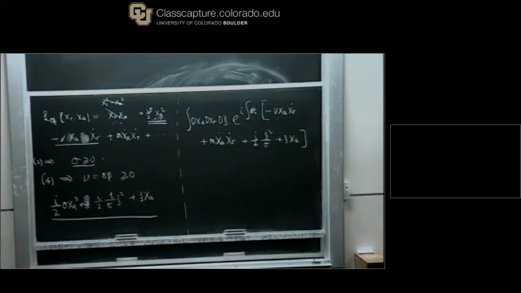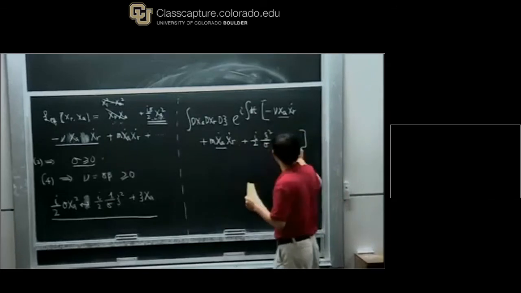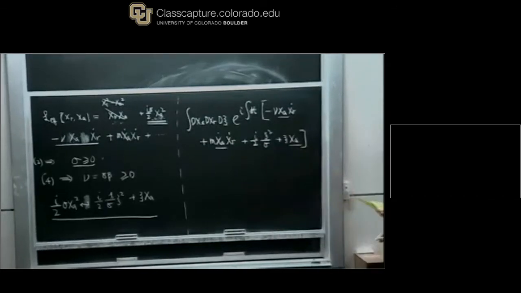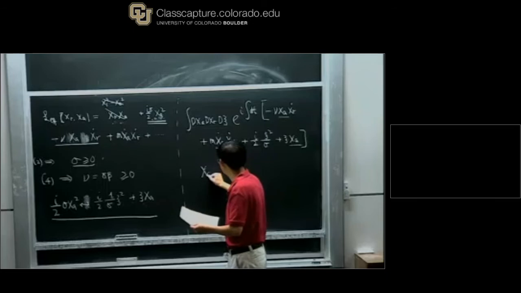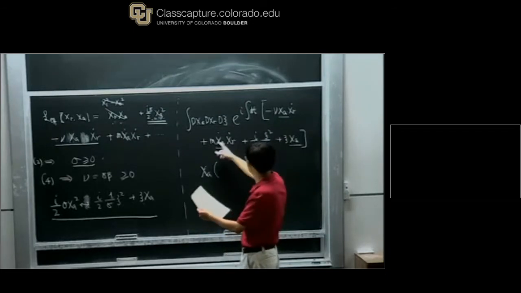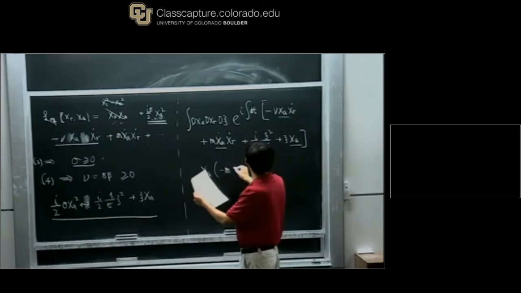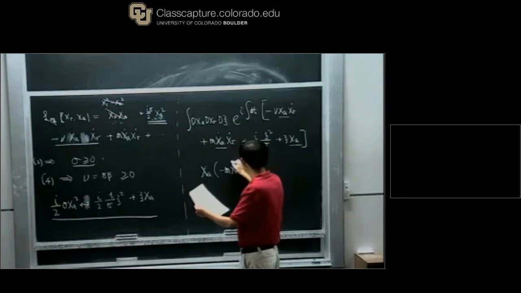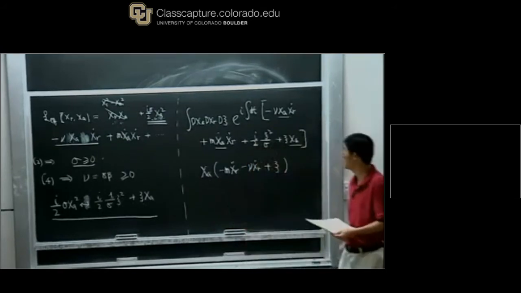Okay, good. Now you see the dependence on xa is linear, so that will just give you a delta function. Now the dependence on xa would be given by, let's do integration by parts. So it will give you minus xr double dot minus nu xr dot plus psi. Okay, so this is the dependence there.